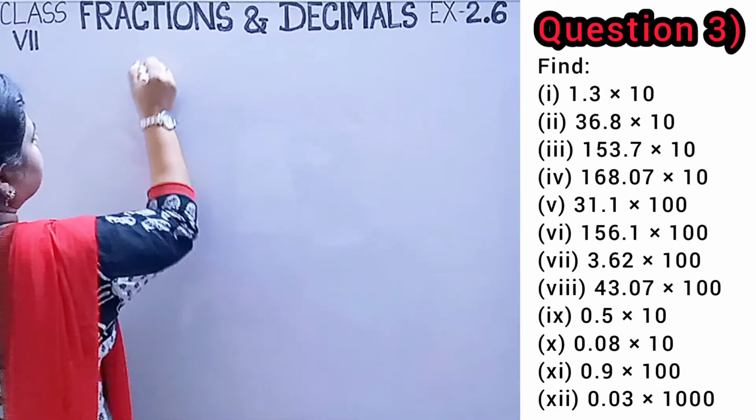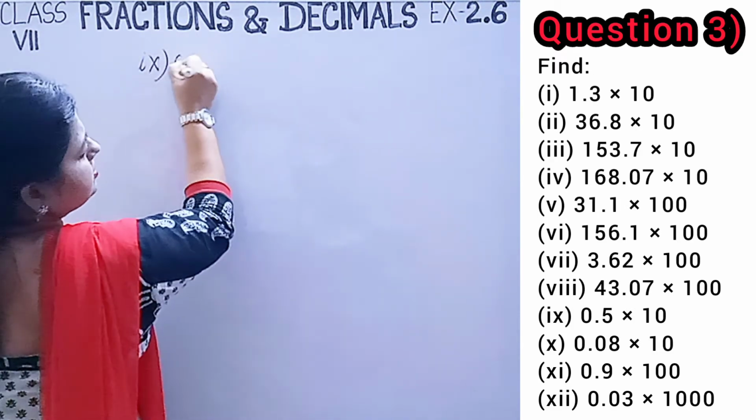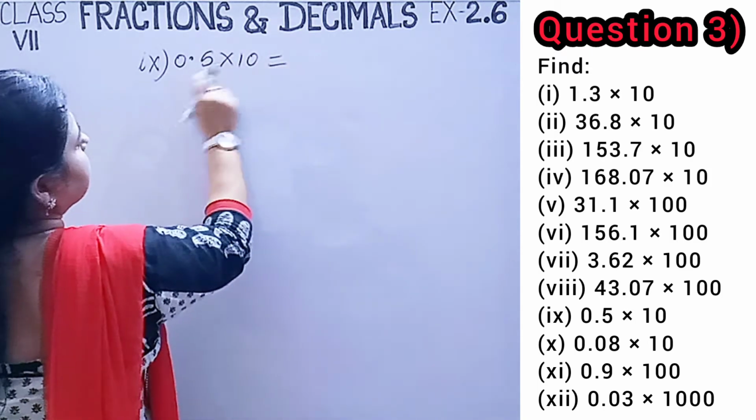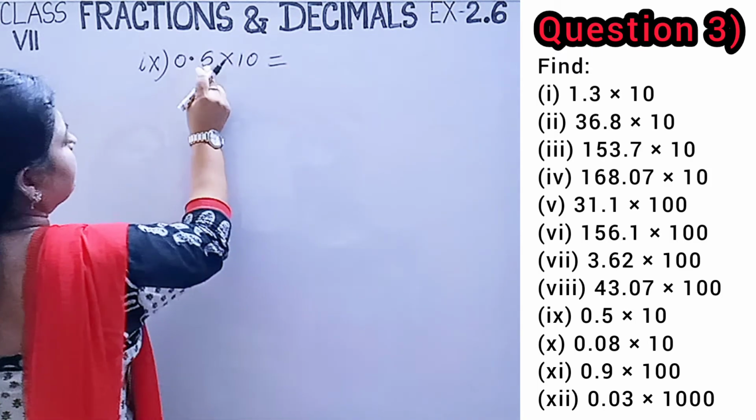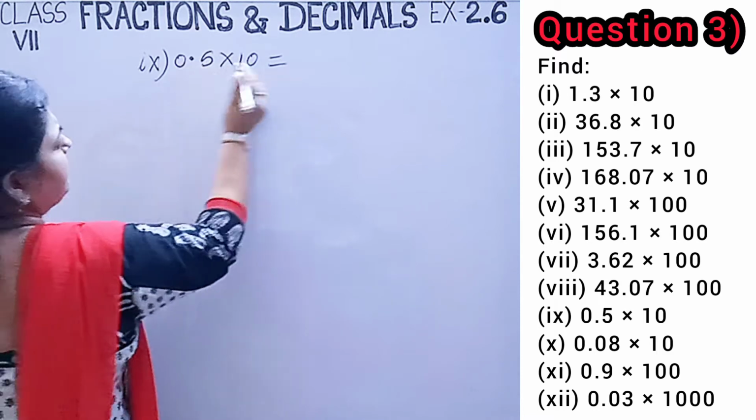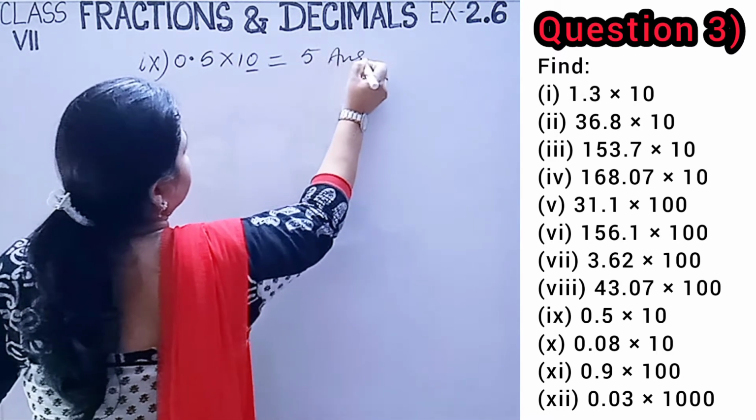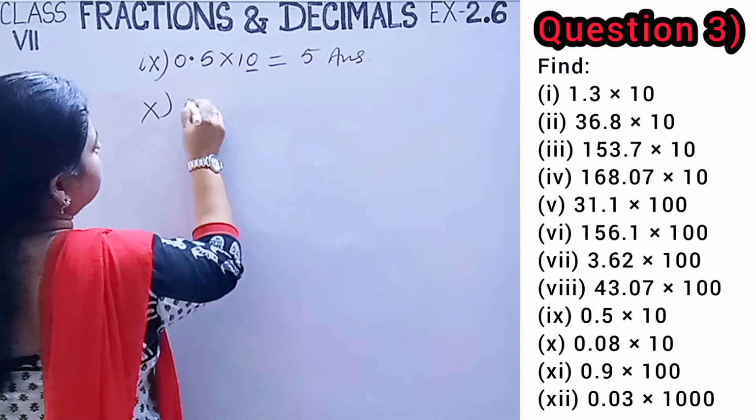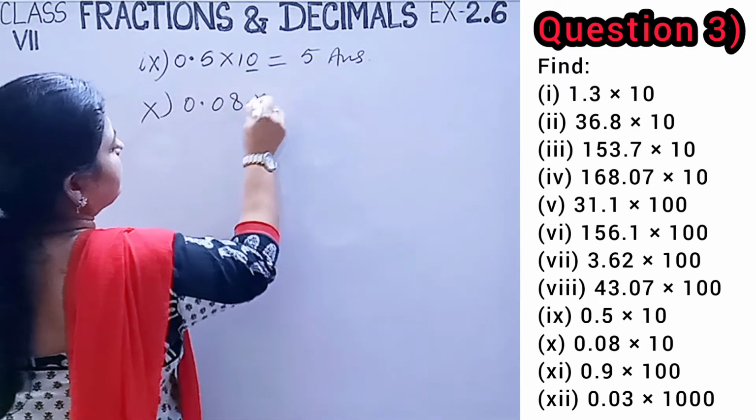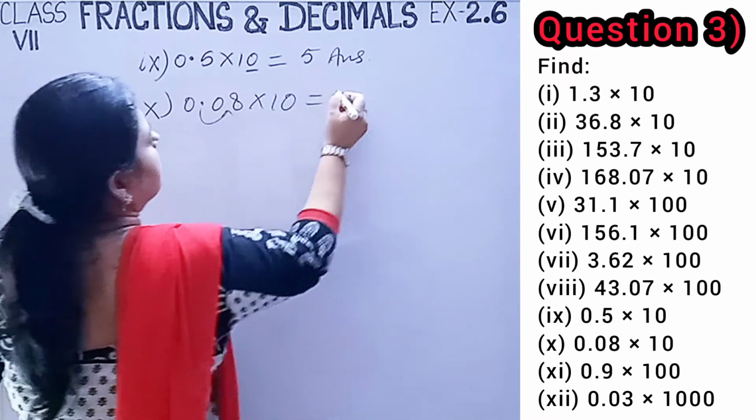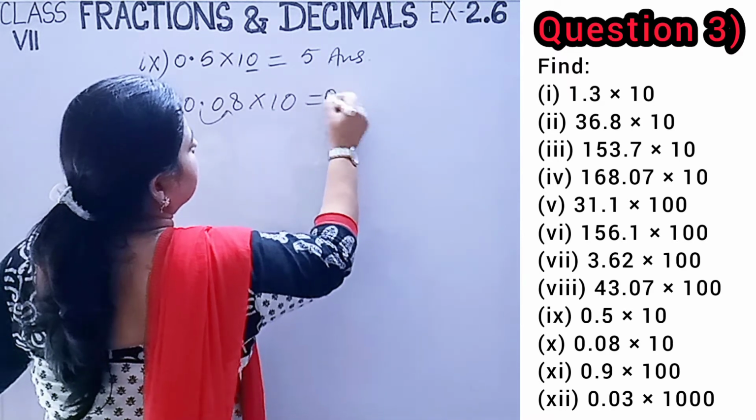Ninth part. 0.5 into 10. Same, simple here. We have only one digit after the decimal and we have one zero. So answer will be 5. Answer. 10th part. 0.08 into 10. So answer will be, this will go here. Answer.